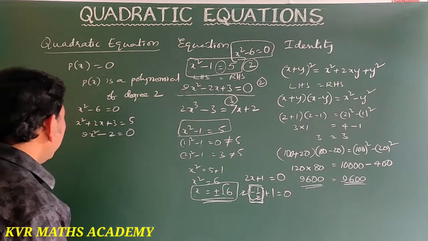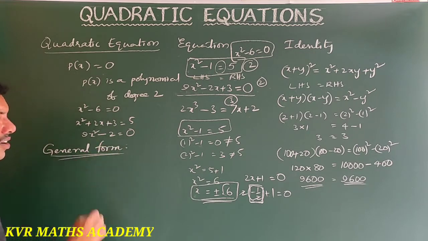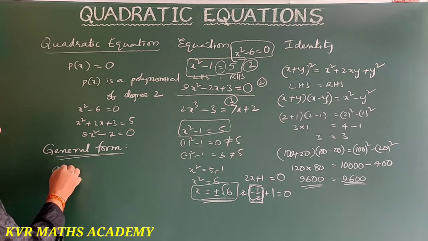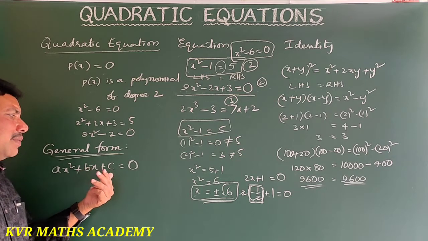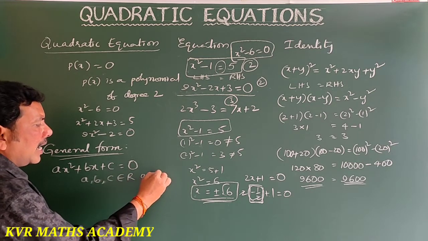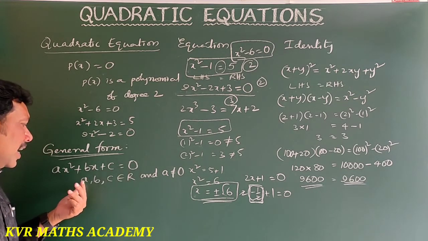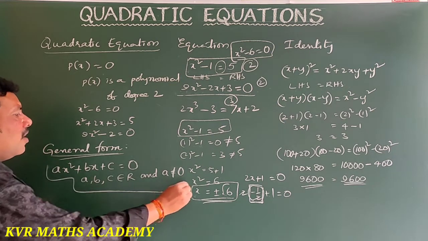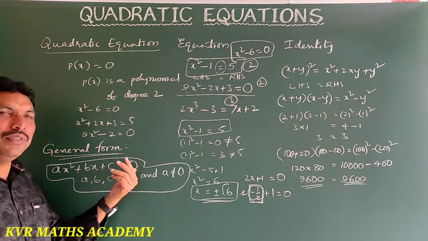Understood clearly? Yes. Next, what is its general form? General form of the quadratic equation. What is the general form of the quadratic equation? Yes. Look here. Suppose ax square plus bx plus c is equal to 0, where a, b, c belong to R and a is not equal to 0. This is the general form of the quadratic equation. What is the general form? ax square plus bx plus c is equal to 0.